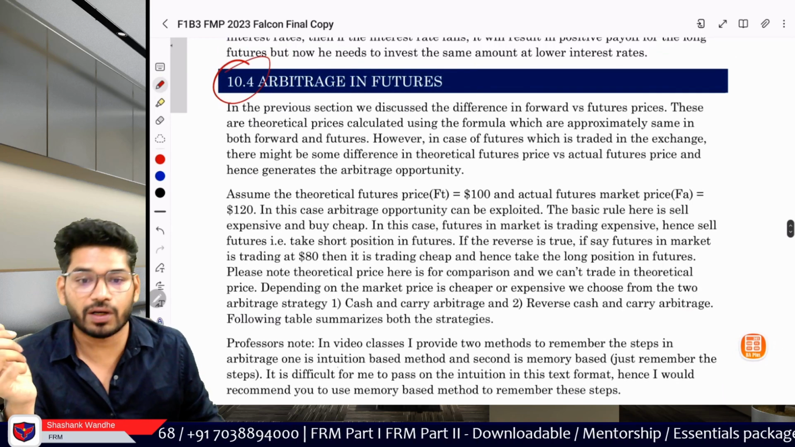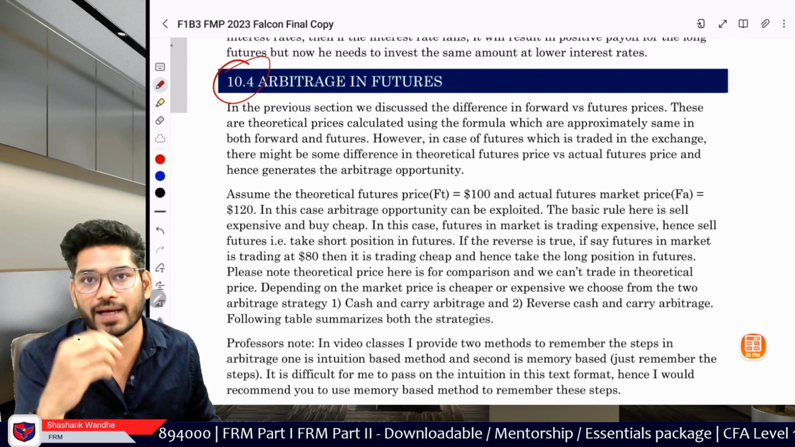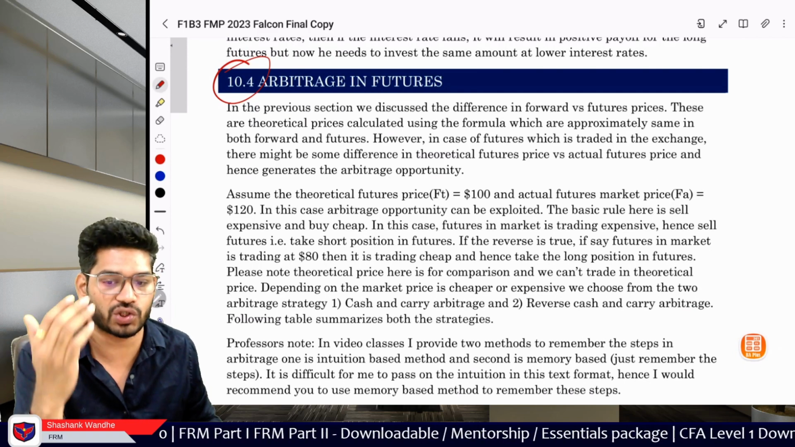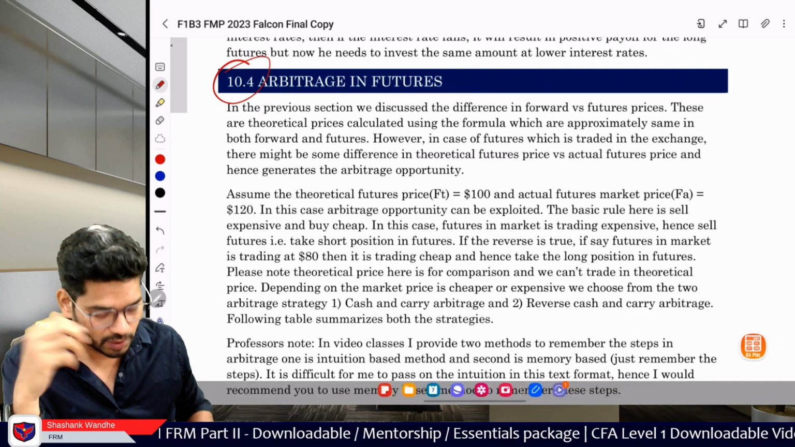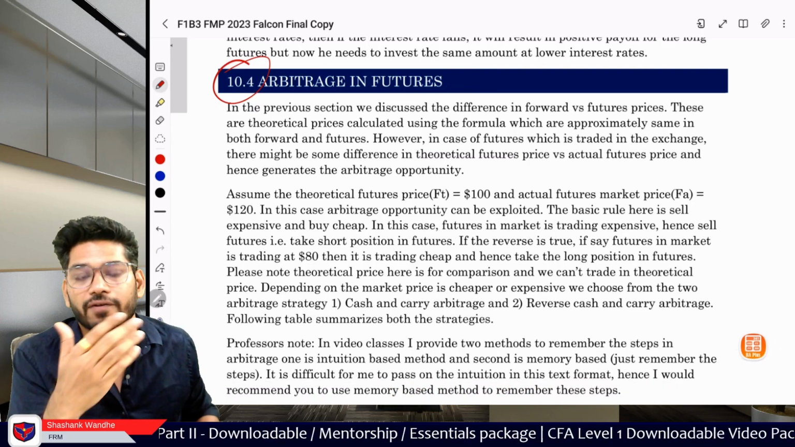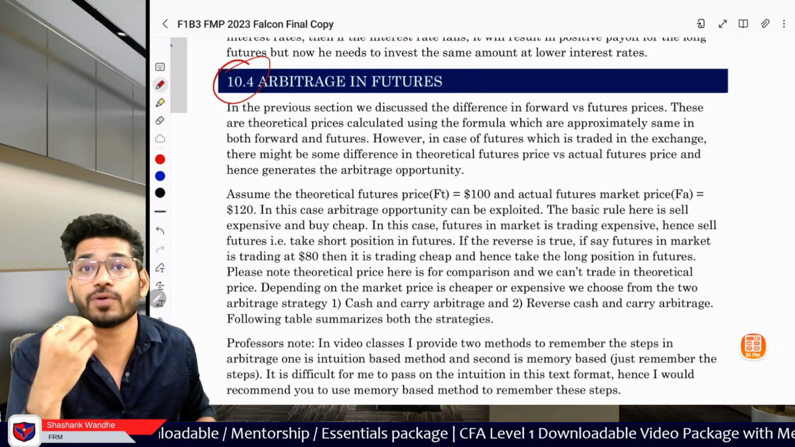In your notes, this particular portion is discussed in 10.4, which is our combined chapter for forward and future pricing of normal assets like the stocks and also the commodities, right? So here we will discuss what these strategies are, cash and carry and reverse cash and carry strategies, and also how to remember the cash and carry and reverse cash and carry positions.